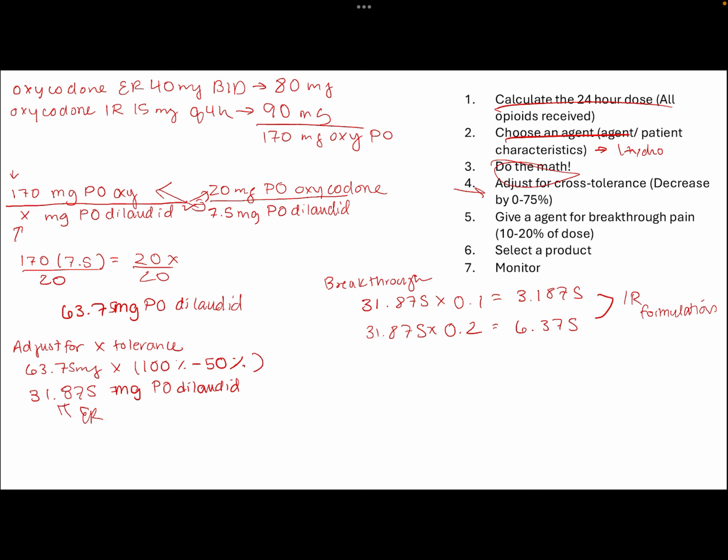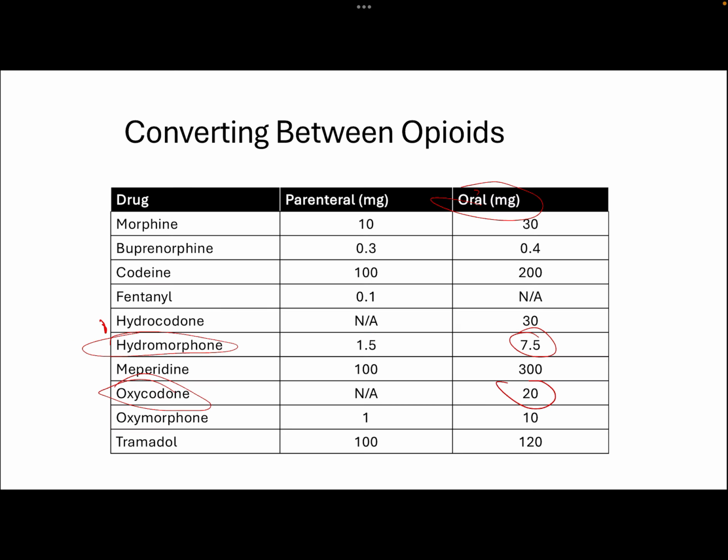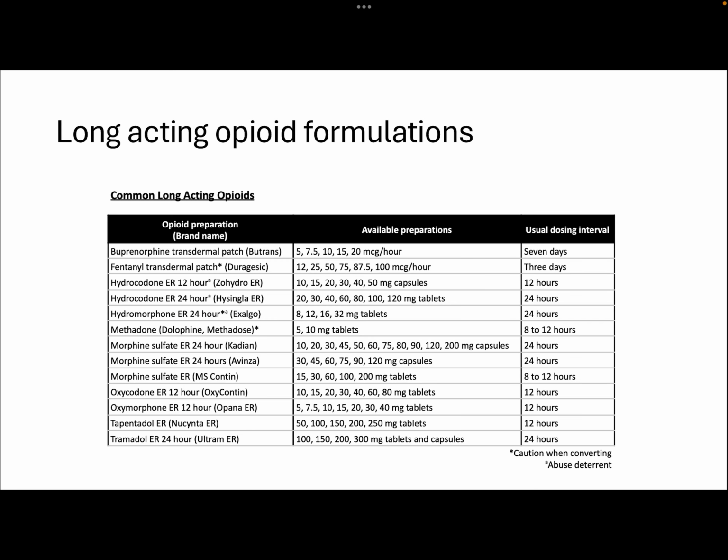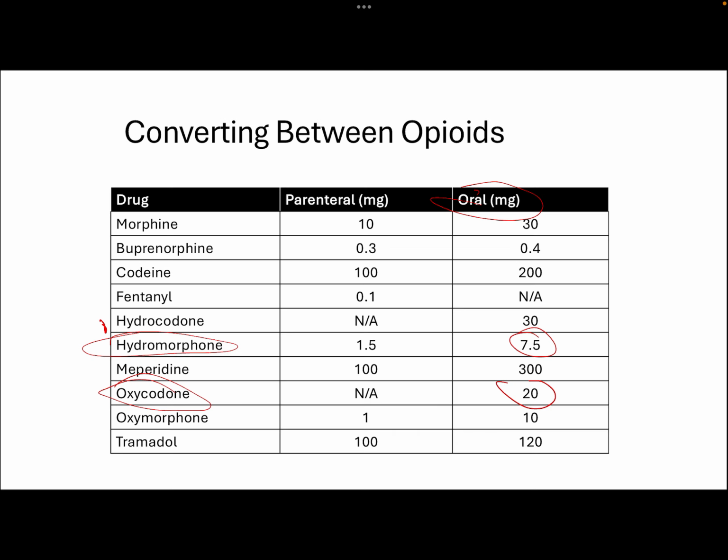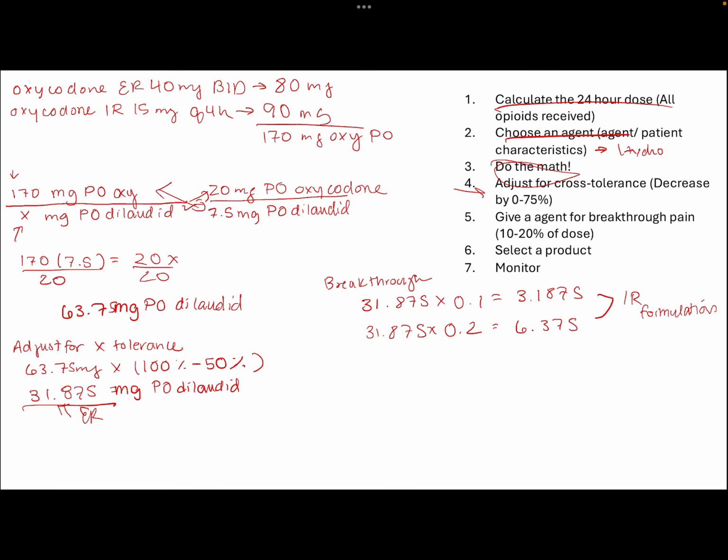So let's go ahead and pick our agents. So for the ER, we're going to go to the long-acting opioid, and we're going to try to figure out something that's close to 31.875 and making that into a once-a-day tablet. So we go to our hydromorphone. It's called Exalgo. I have 8, 12, 16, 32, and it's every 24 hours. Luckily for me, this is pretty easy. I can just pick 32 milligrams every 24 hours. So let's write that out.